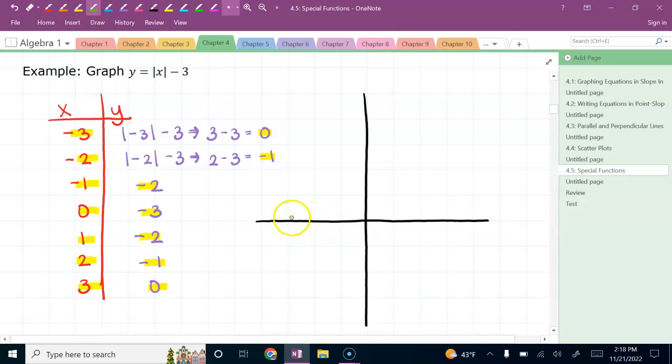So left 3 and we're at 0. So it's going to be right there on the x-axis. Then we go left 2, down 1 for -2, -1. Left 1, down 2. 0, down 3. And then we see that shift in the numbers again. So I go right 1, down 2. Right 2, down 1. Right 3. And then I connect and I should see the V shape.